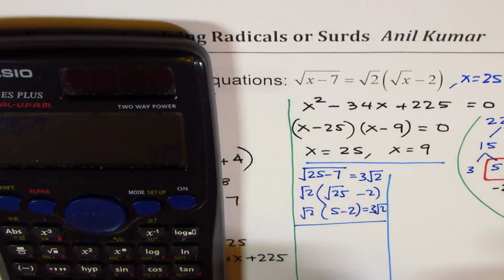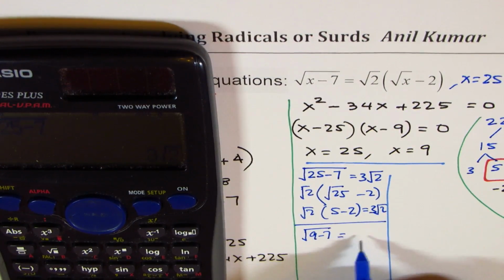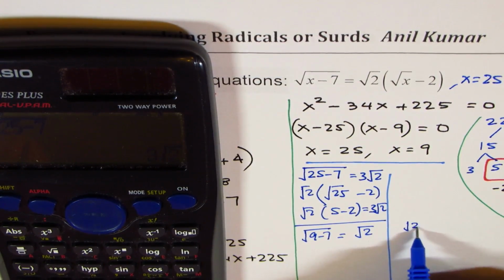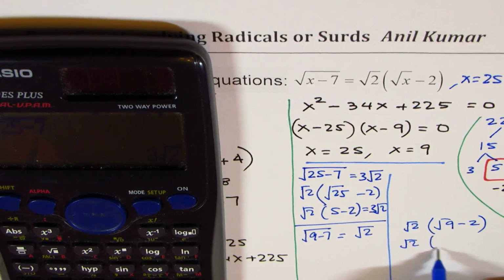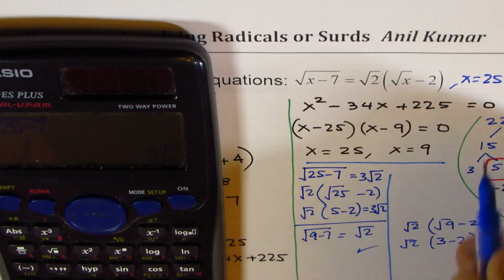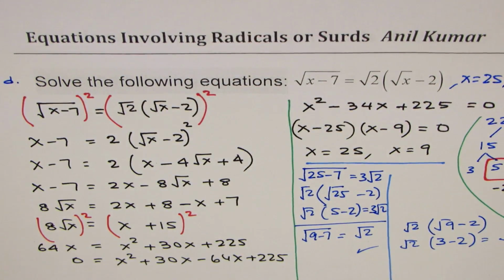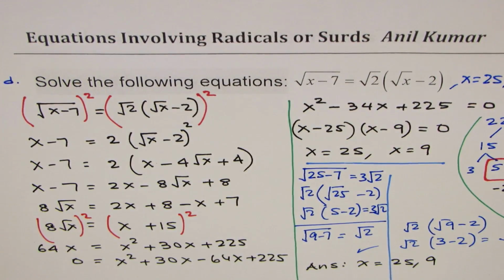Now let me try 9 also. So we have square root of 9 minus 7, which is square root of 2. If I try on this side, we have square root of 2 times square root of 9 minus 2, which is square root of 2 times 3 minus 2, which is square root of 2. So that also works, right? So 9 is also a possible solution. So we get two solutions for this particular equation. Let me write our answer, which is x equals 25 and x equals 9. Is that clear? So this time there are no extraneous roots.